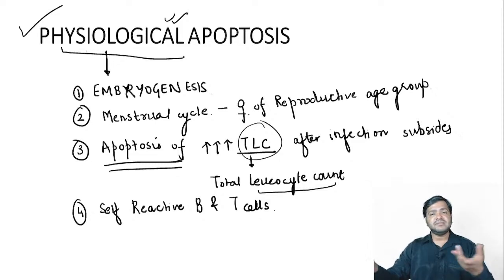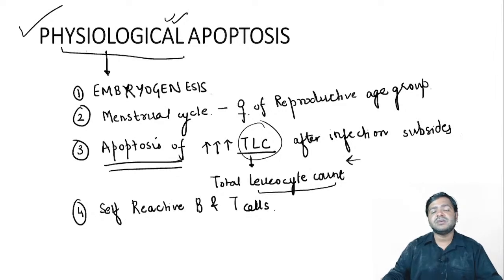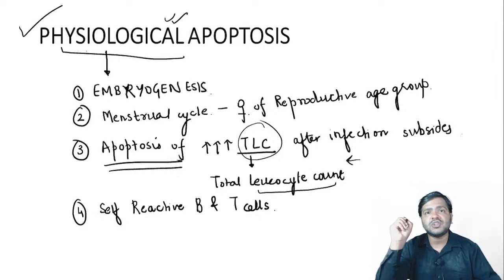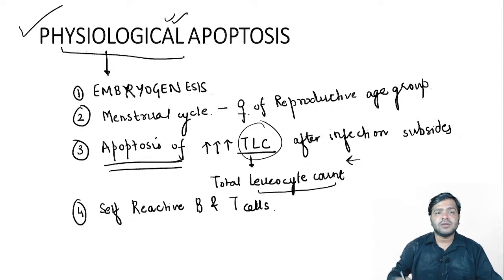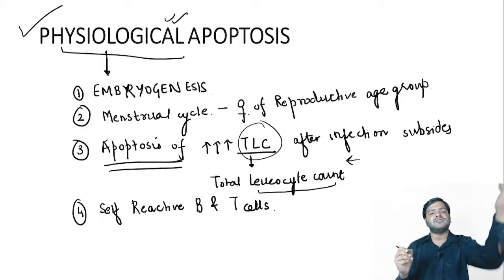the WBC's number is increased, TLC is increased. If you do the blood test of the patient, you will find that the number of TLC is very much higher than the normal values. And as soon as the infection subsides after a few days, the increased TLC, okay, that will undergo apoptosis, and that is again a very natural process.